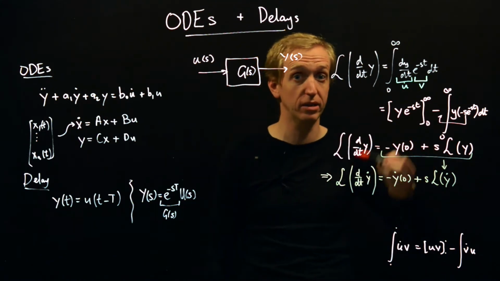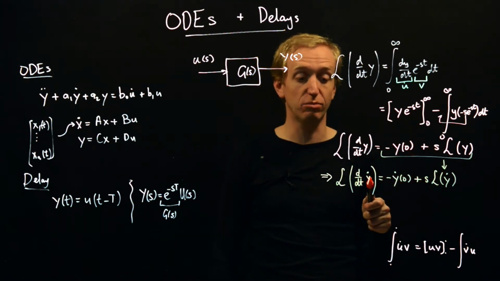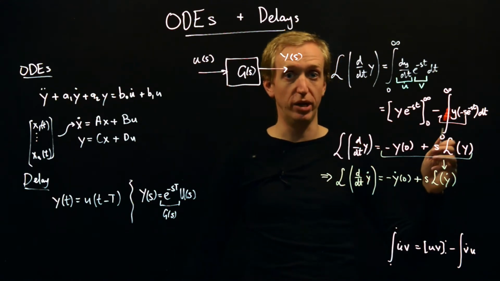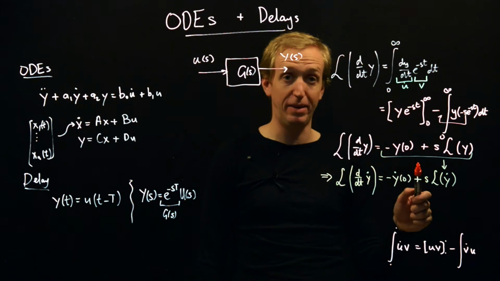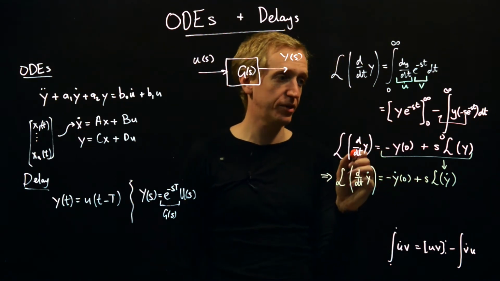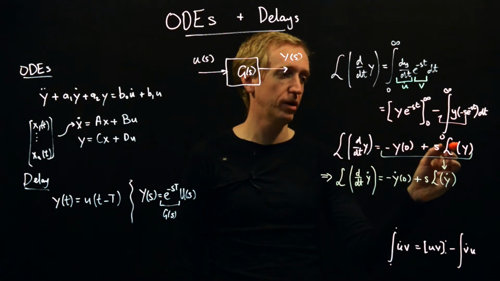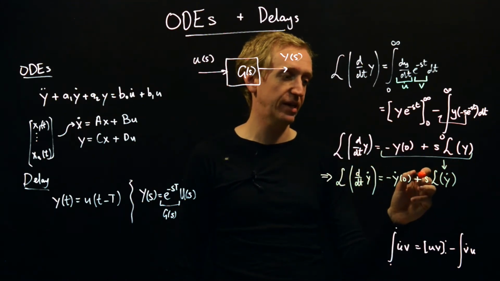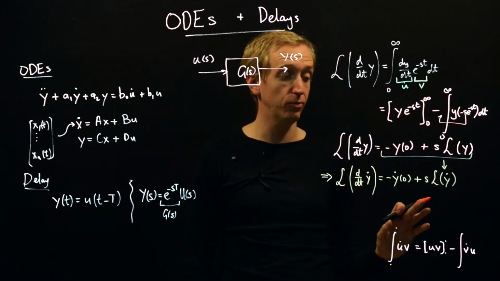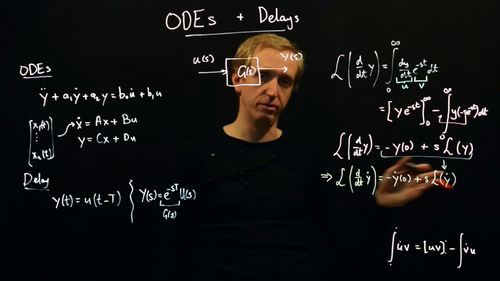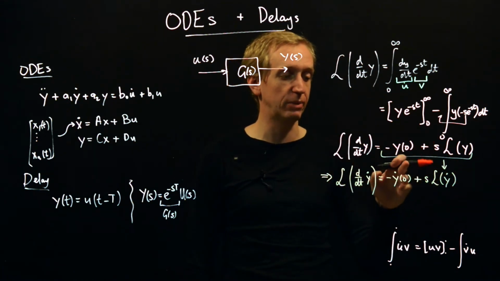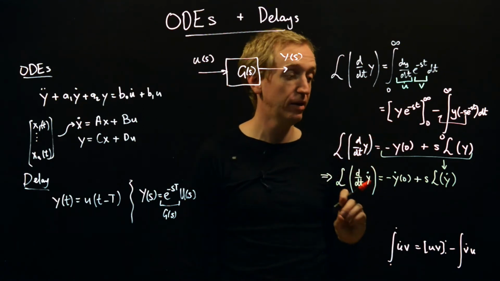And just by recursively doing this, we could find the Laplace transform of y double dot, y triple dot, whatever we like. The basic pattern that emerges is that if you have a first derivative, you have an s to the power of 1. If you have a second derivative, you'll get an s to the power of 2, and so on, multiplying the Laplace transform of y. And then you get a summation involving all of the initial conditions, some of which will also have an s there.